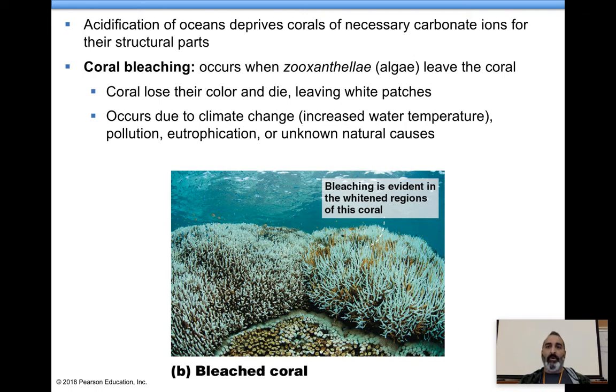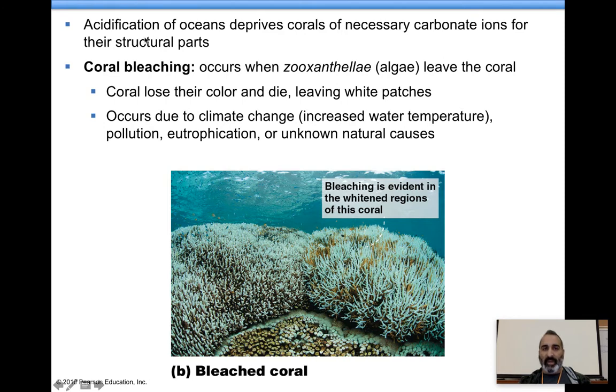Coral needs carbonate ions, which are naturally floating around in the water. When the ocean gets more acidic, those carbonate ions attach to hydrogen ions in the acid, and they make bicarbonate ions, which isn't the same thing as carbonate. Carbonate and bicarbonate are slightly different. Coral needs carbonate in the water, not bicarbonate. It needs carbonate in the water.